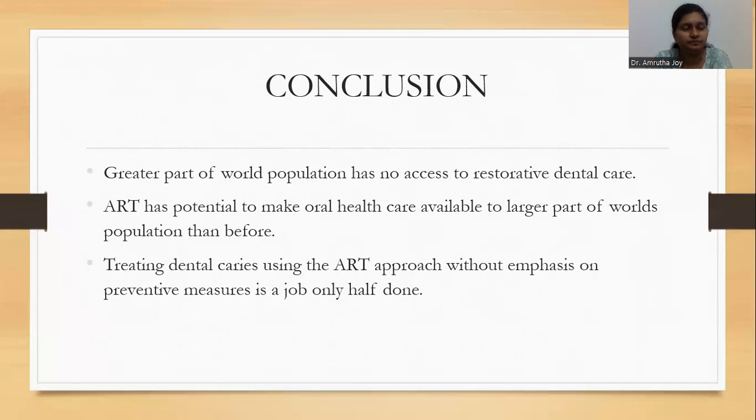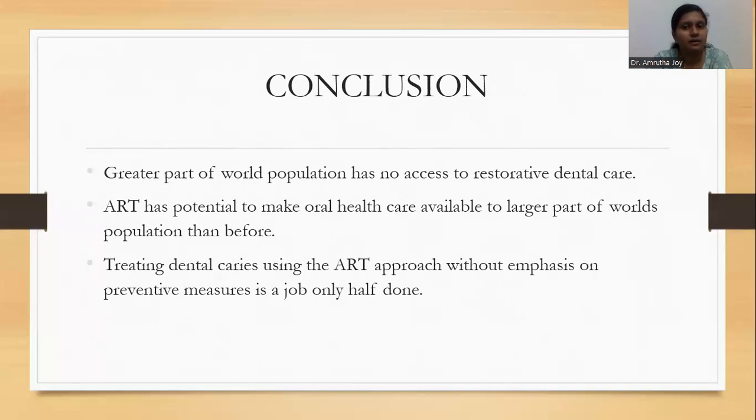It is based on the minimal intervention technique. And we are using hand instruments for removing the caries. That is the most important or peculiar feature of ART, that we are using hand instruments to remove the caries. And we are using a material that is chemically adhesive to the tooth structure, that is glass ionomer cement. This glass ionomer cement restoration has another advantage, that it will release fluoride, and that fluoride will prevent further progression or further development of caries in the oral cavity.